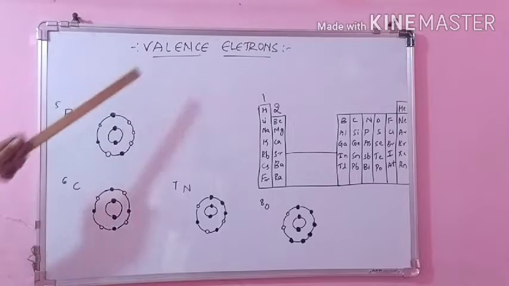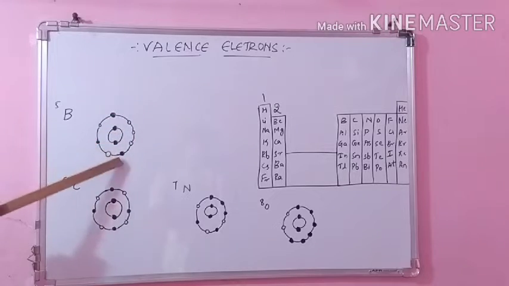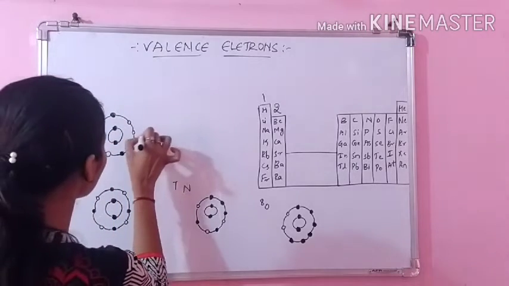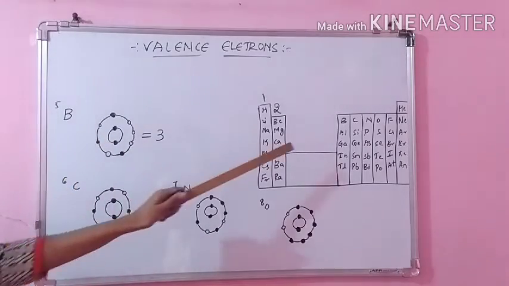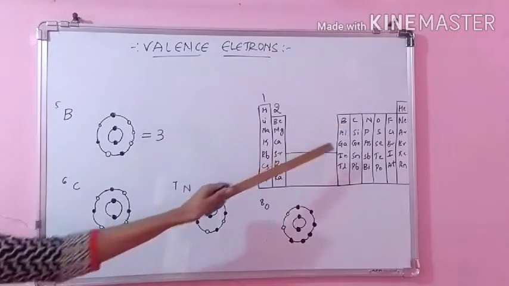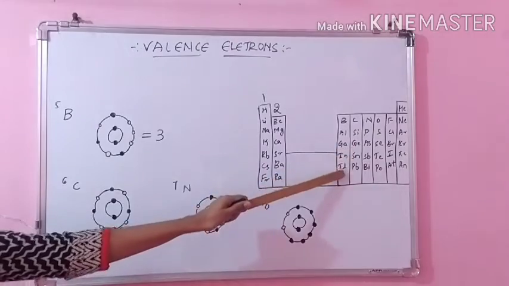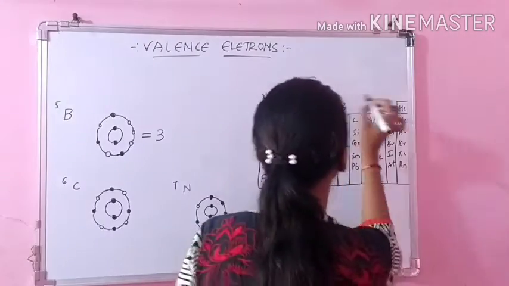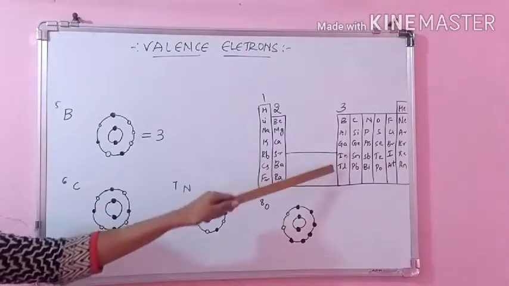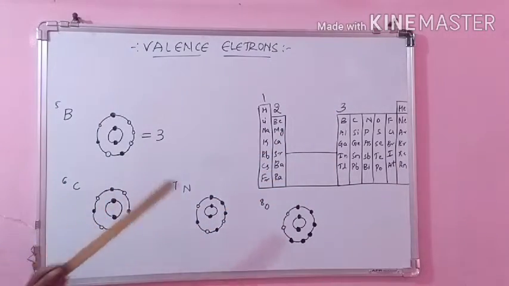So you can see valence electrons means what? Farthest out. 1, 2, 3. So how many valence electrons? It has 3 valence electrons. So it is not only true for boron. You should remember that for aluminium, gallium, indium, thallium, for all these elements your valence electrons will be 3. So you can write generally that it has 3 valence electrons. Clear?